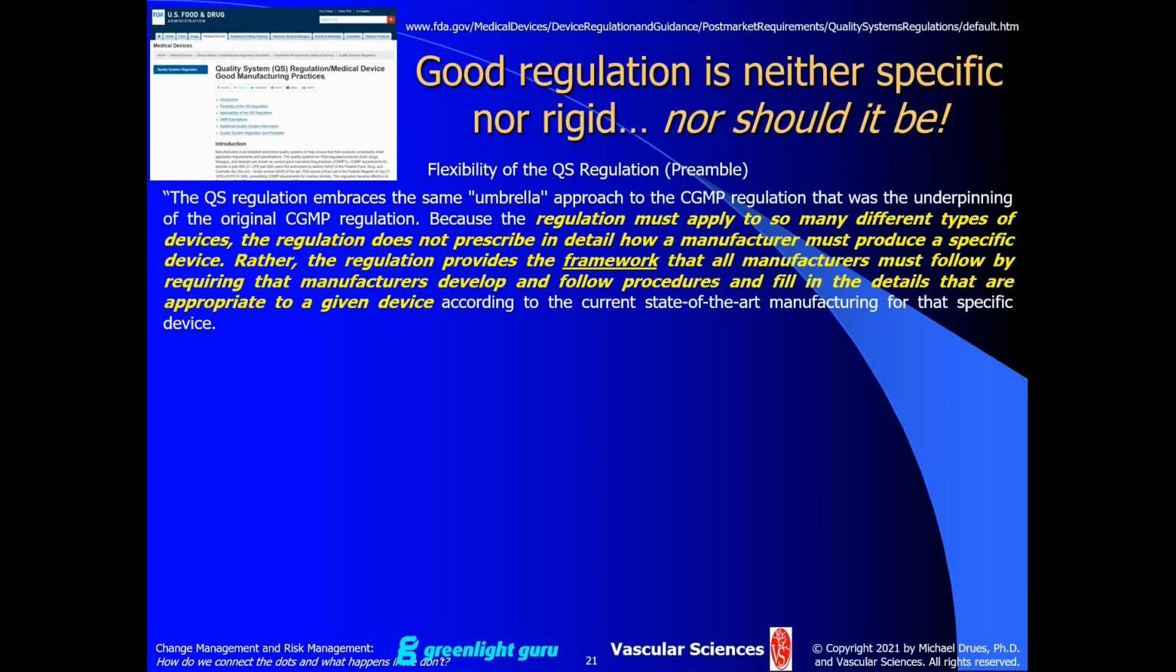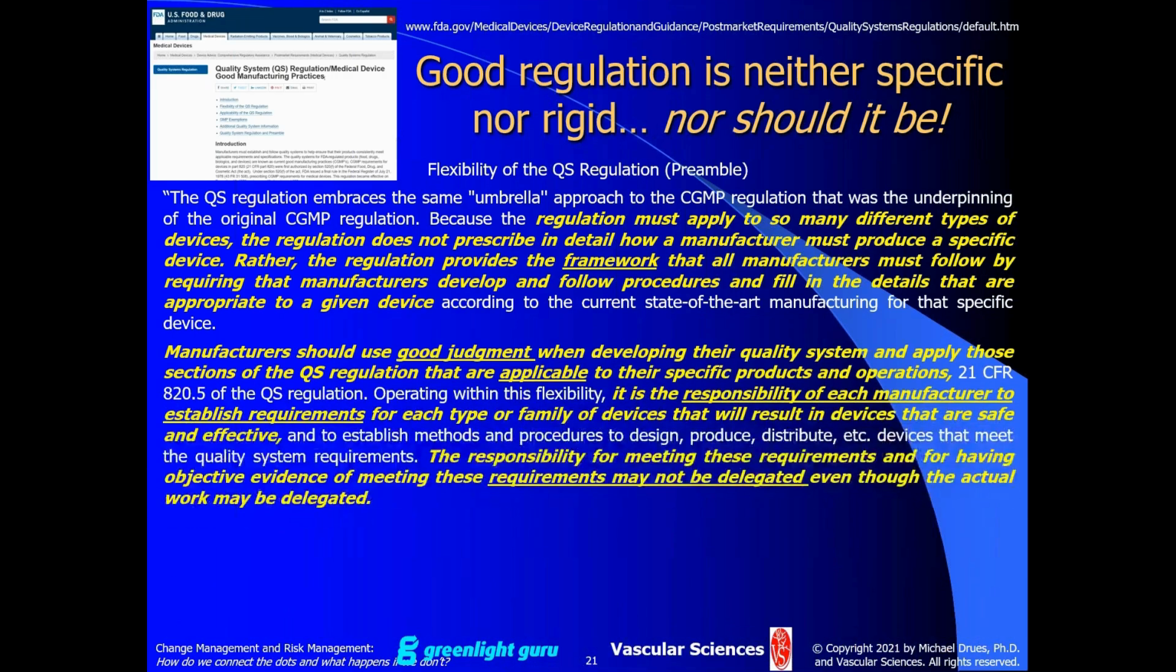Regulation must apply to so many different types of devices. The regulation does not prescribe in detail how a manufacturer must produce a specific device. Rather, the regulation provides the framework that all manufacturers must follow by requiring that manufacturers develop and follow procedures and fill in the details that are appropriate to a given device. Further, FDA goes on to say that manufacturers should use good judgment. I love that phrase. Good judgment when developing their quality systems and applying those sections of the QSR that are applicable. Some are going to be applicable, others are not going to be, to their specific products and their specific operations.